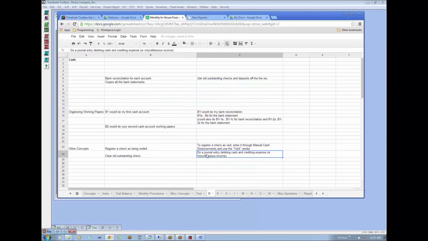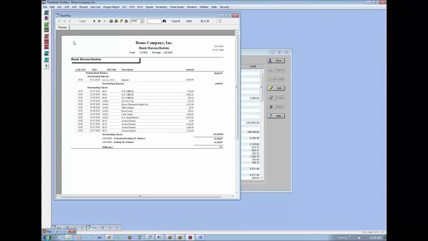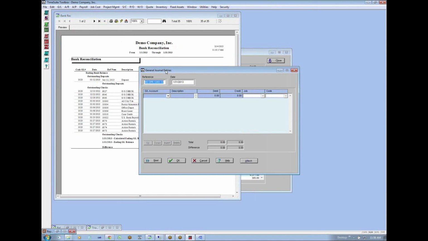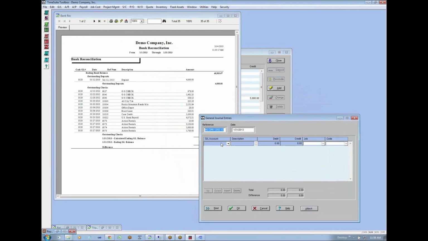How do you clear old outstanding items? You do a journal entry, debiting cash and crediting expense or miscellaneous income. So let's look at the bank rec. Let's say we have a $12,000, 12/12/2012 old outstanding check that will never clear the bank, for example. Over here, journal entry. You might post it to the job, if the job's still open. Here we'll just post it to miscellaneous income.